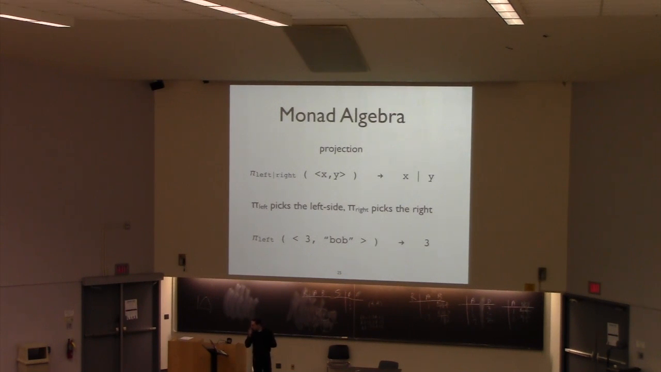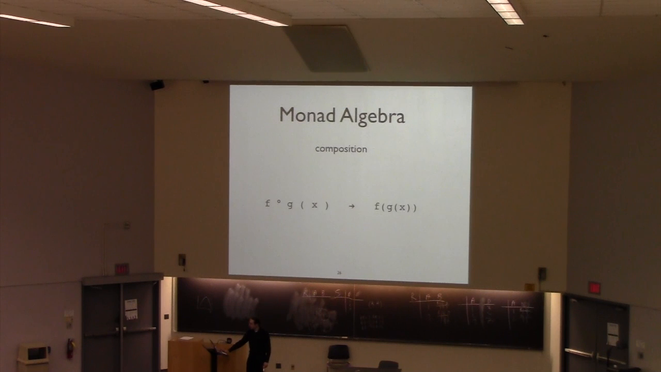All right, two more operators I want to bring up. So we've got identity, we've got constant, and we've got the tuple constructor. If we have a way of constructing tuples, we also had better have a way of accessing the content of a tuple. So I can project either the left or the right-hand side of a tuple. If I've got a tuple x, y as input, then I project the left-hand side, I get x. I project the right-hand side, I get y. So project left of 3, comma Bob, I end up with 3. That one's a little bit easier.